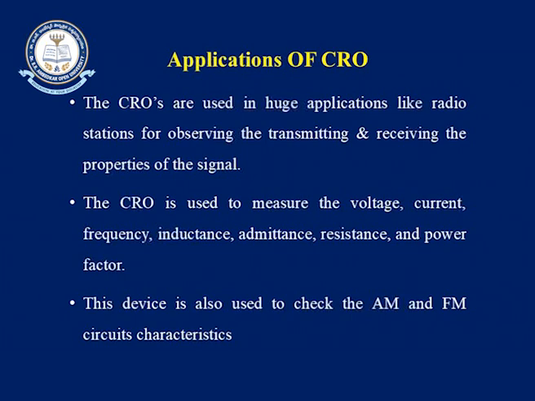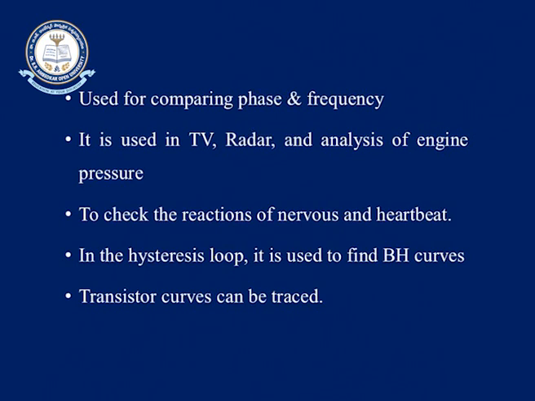Next, the applications of the CRO. These CROs are used in applications like radio stations for observing the transmitting and receiving properties of signals. The CRO is used to measure voltage, current, frequency, inductance, resistance and power factor. At the same time you can check amplitude modulation and frequency modulation. They are also used for comparing phase and frequency modulations.